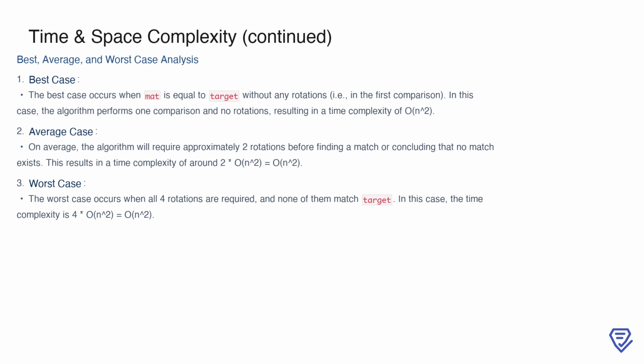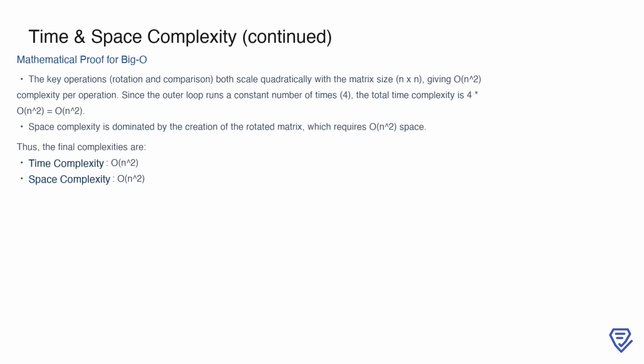Here, the time complexity reaches its maximum value of 4 * O(n^2), which simplifies to O(n^2). To conclude, let's confirm the big O complexities of this algorithm. Both key operations, rotation and comparison, scale quadratically with the size of the matrix, since they involve iterating through all n^2 elements. With the outer loop running a fixed number of times, specifically 4, the total time complexity becomes 4 * O(n^2), which simplifies to O(n^2).